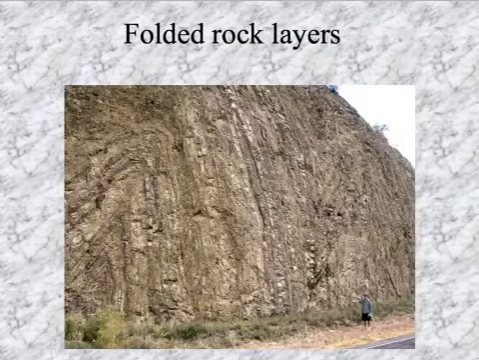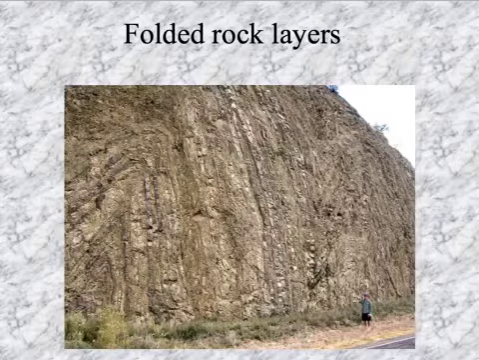Here's a good photograph of clearly a chunk of rock. This is an outcrop right off of a highway, and you can see what normally should be flat or horizontal lying layers of rock have been folded up into this kind of V shape, and clearly compressive forces were involved here.